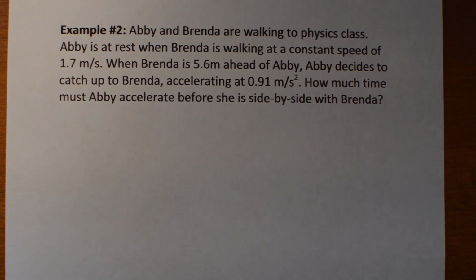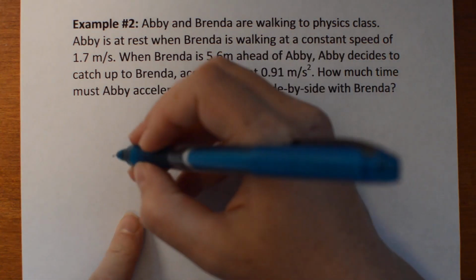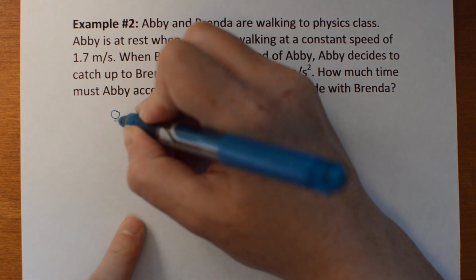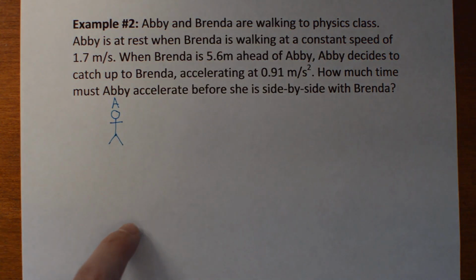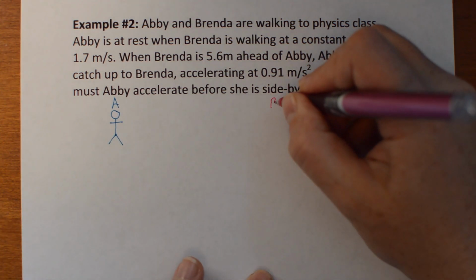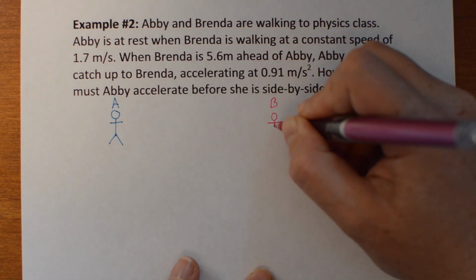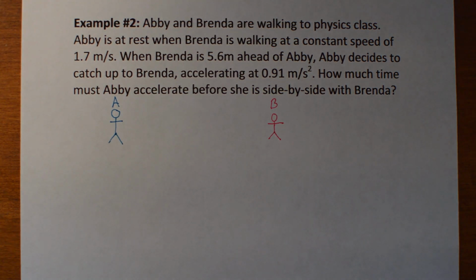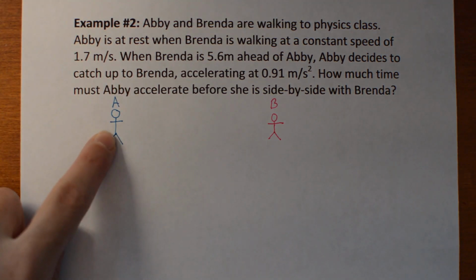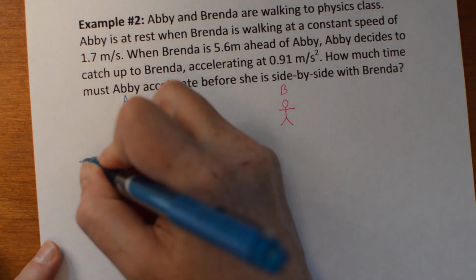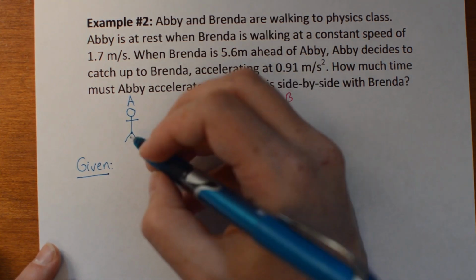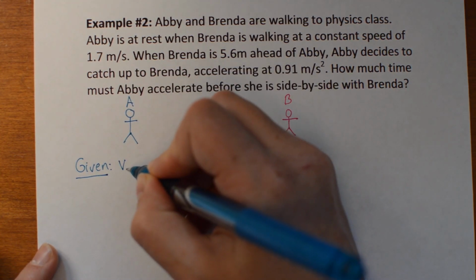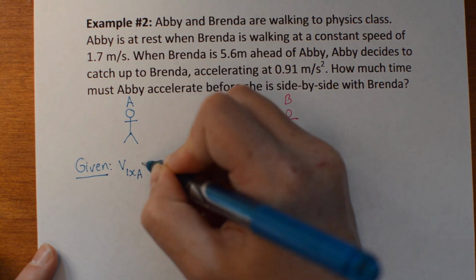So here we're going to have 2 objects, or 2 people, Abby and Brenda. They're walking to physics class. So here's Abby, A for Abby here. And here's Brenda. And Abby is initially at rest, so I'm actually going to write her given information just down right underneath her. So we know her initial velocity, so v1 in the x direction of Abby is 0.